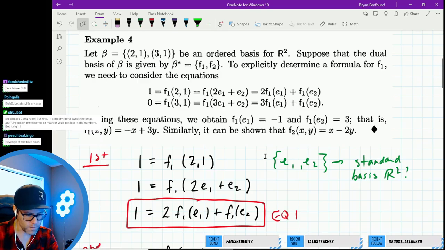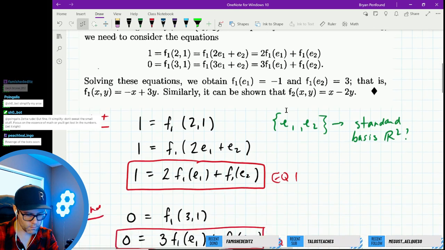Kronecker delta function? Don't sweat the small stuff. Focus on the essence of math, or you'll get lost in the numbers.